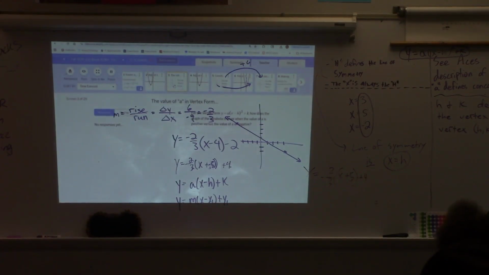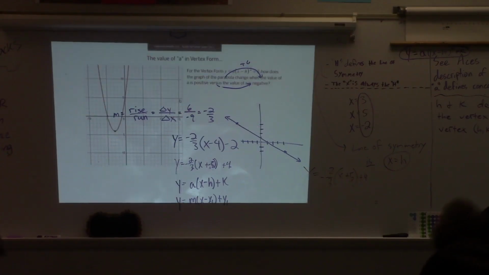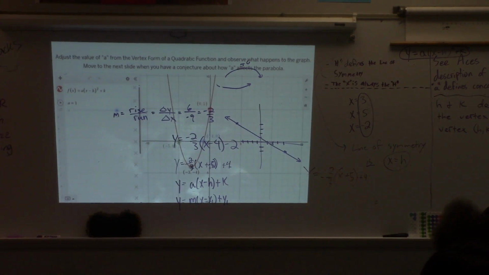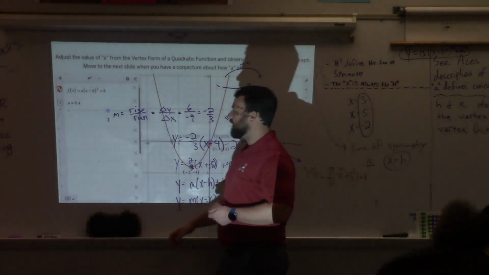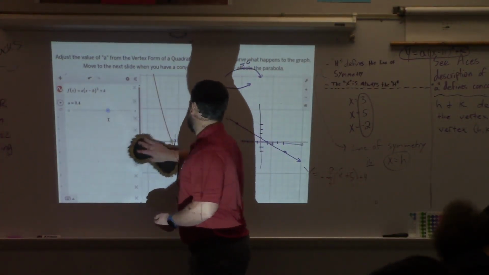Big ideas from yesterday. What did we find out that A does to the parent function? It doesn't change the vertex. It doesn't change the slope. Okay, A controls the concavity. In fact, when is the parabola concave up?